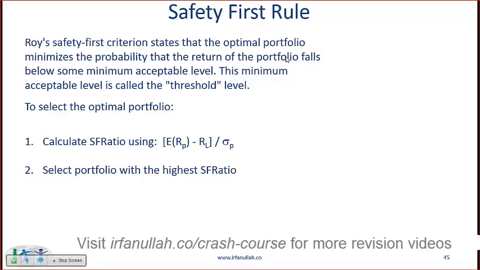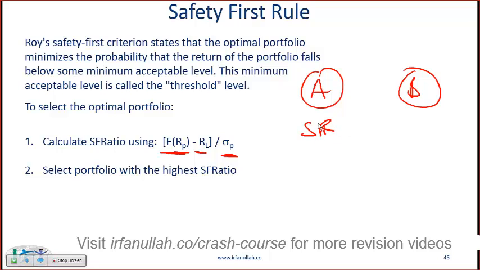Safety first rule. The context here is that if you have two portfolios A and B, one way of determining which is better or which is safer is to figure out the safety first rule, which is the return of the portfolio minus some threshold level or safety level, divided by the risk of the portfolio. So you will come up with the safety first ratio for both, and then pick the one that has the higher safety first ratio, because the higher safety first ratio is giving you a higher return per unit of risk.